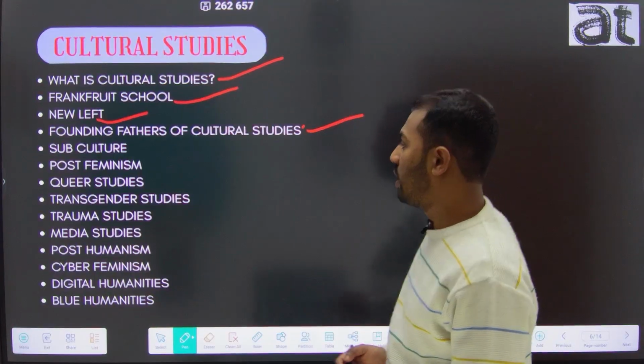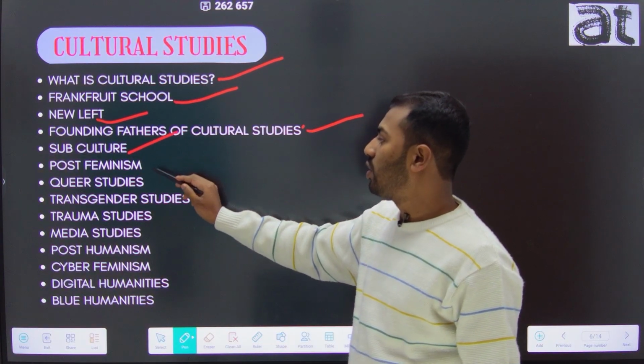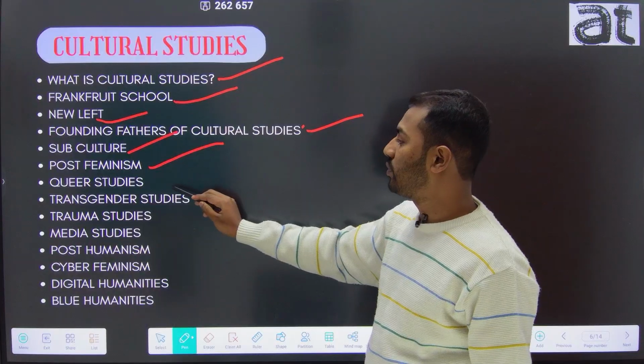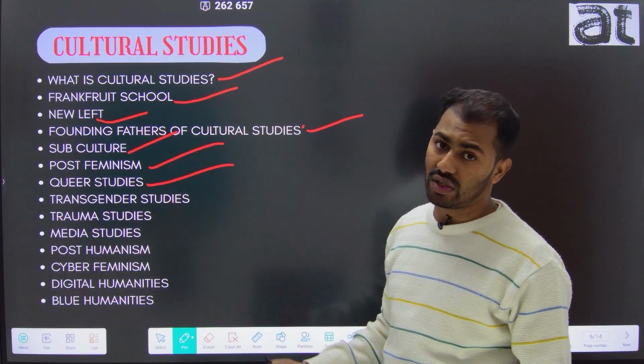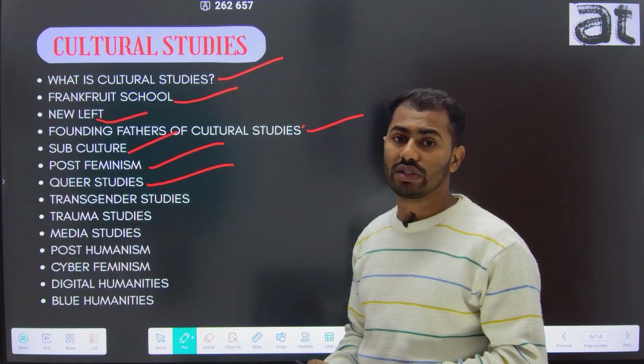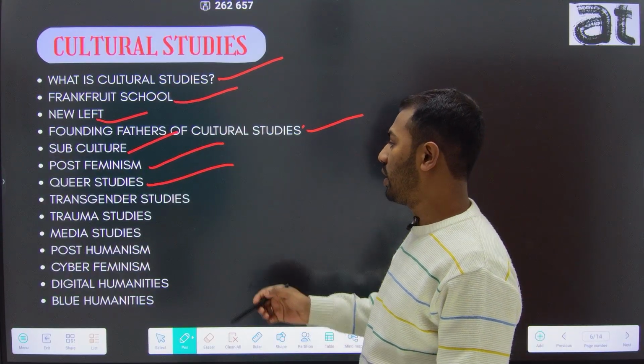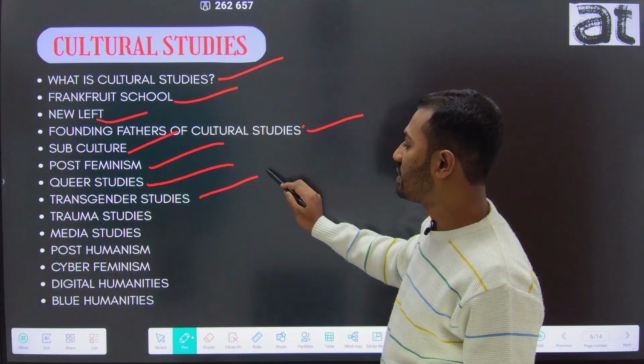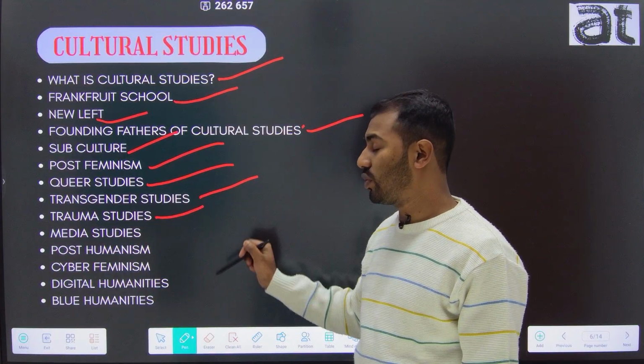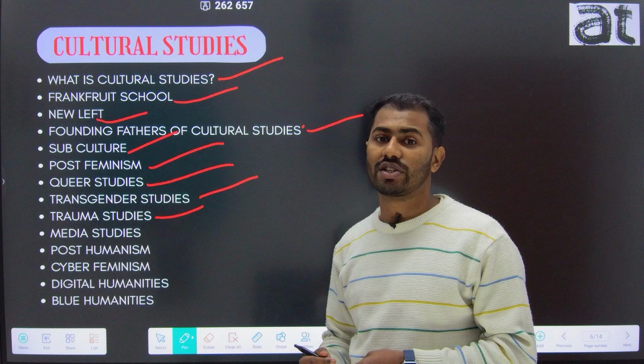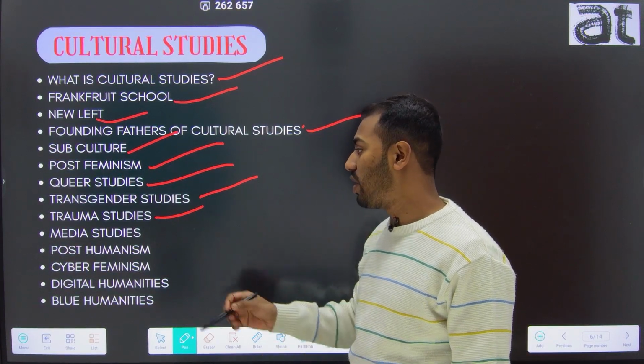Thompson, and what is subculture, what is post-humanism, what is queer studies, and who are the important queer authors, and what is transgender studies, what is trauma studies, and who are the important trauma studies authors and their works.